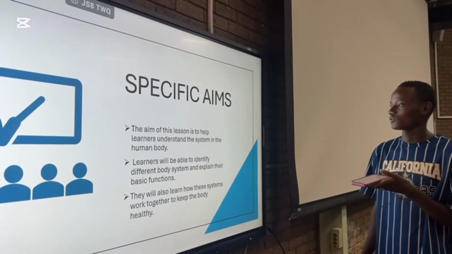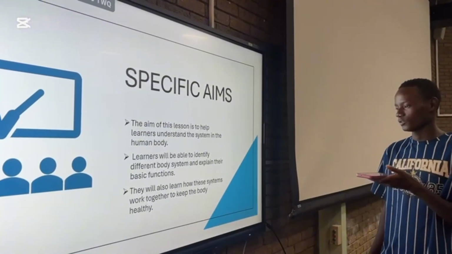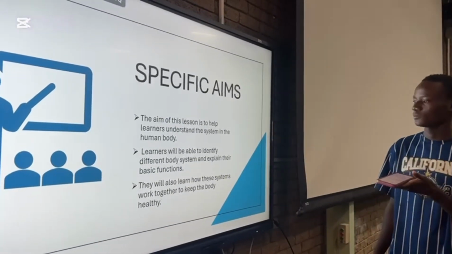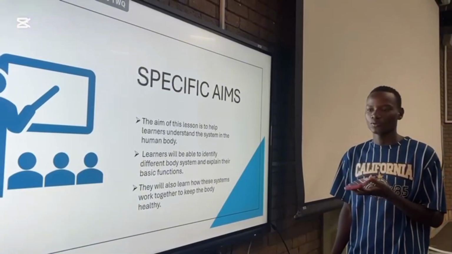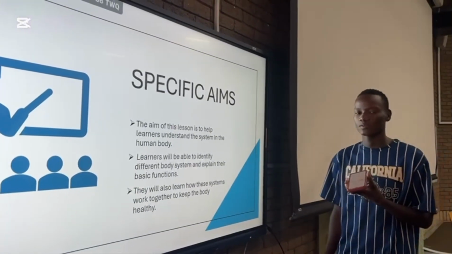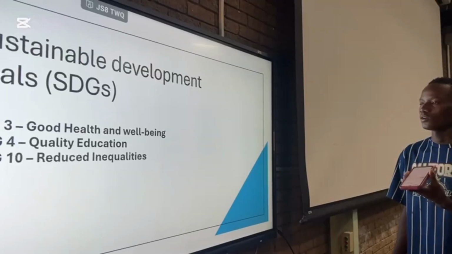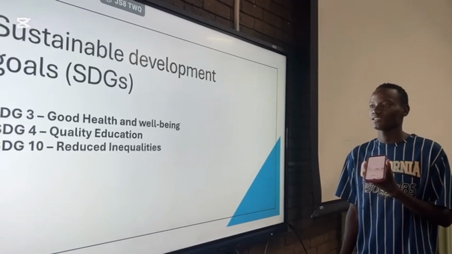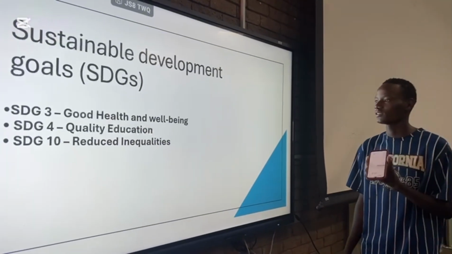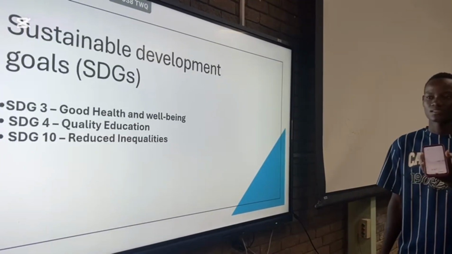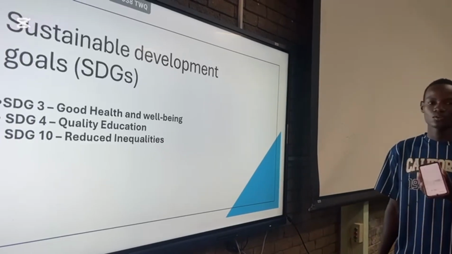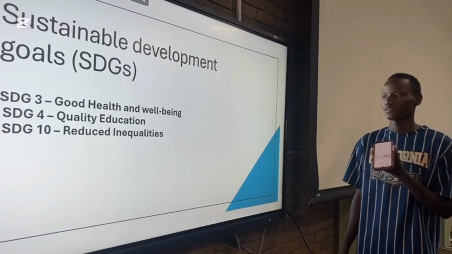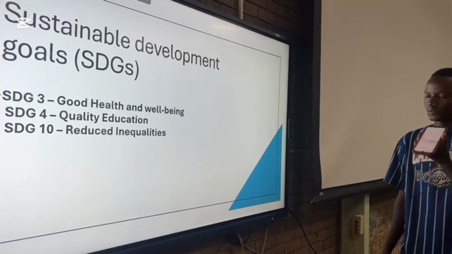The specific aim of this lesson is to help learners understand the systems in the human body. By the end of this lesson, you will be able to identify the different body systems and explain their basic functions. You will also know how these systems work together to keep the body healthy. We'll also check the Sustainable Development Goals. The first one is SDG 3, which talks about good health and well-being. The second is SDG 4, which talks about quality education. Lastly, SDG 10, which talks about reduced inequality.